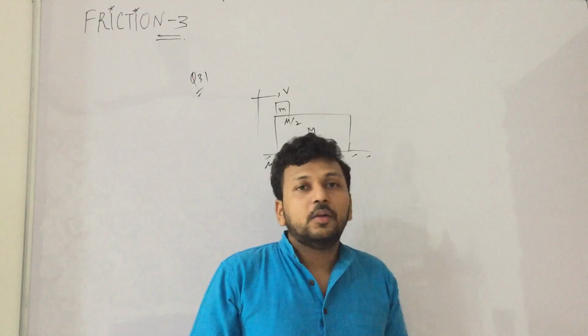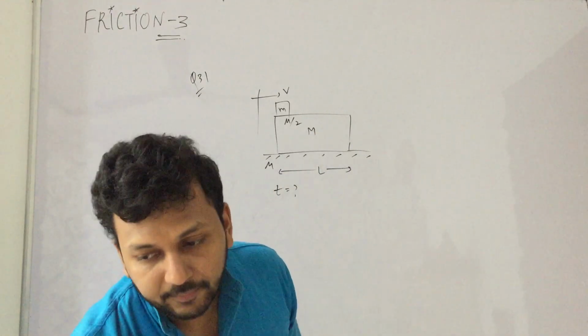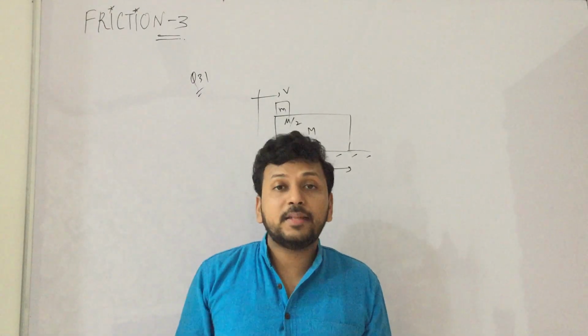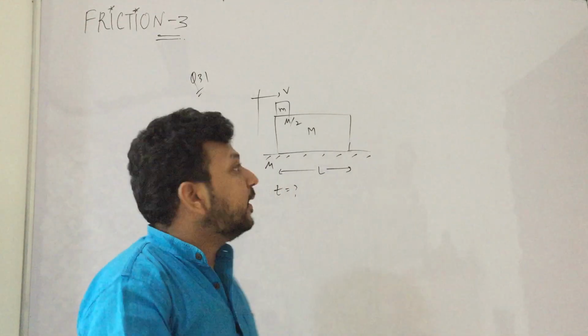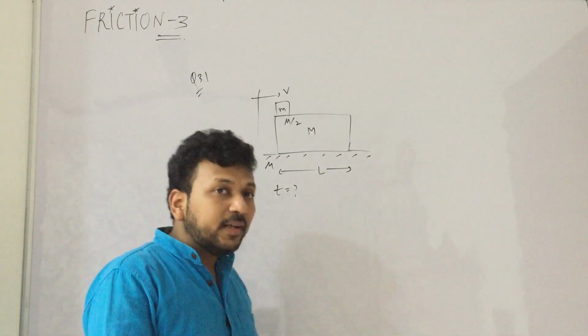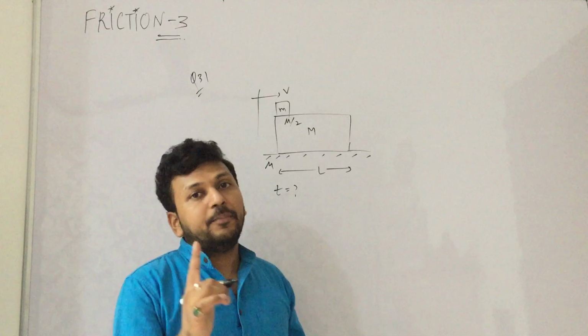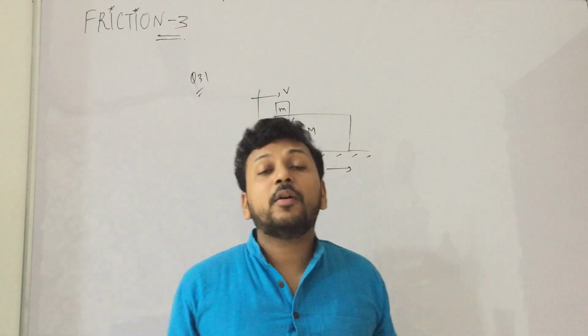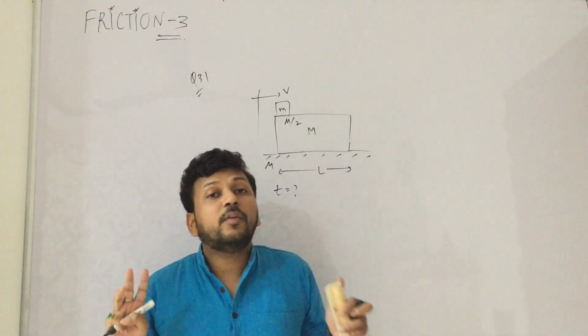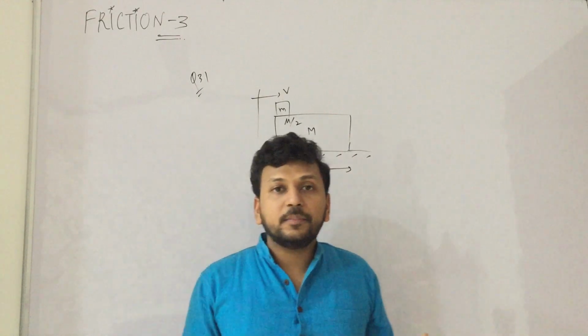This is the question. First of all, understand that whenever time is asked, that means kinematics has to be solved. For kinematics, we know the speeds, we know the distance. If we get one more thing, then we can solve it. For kinematics, we need three things. So what will be the third thing? It will be acceleration.